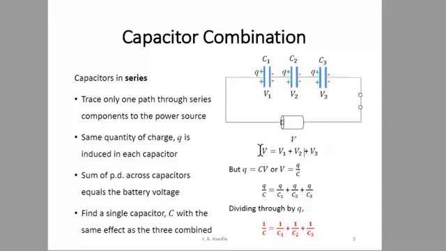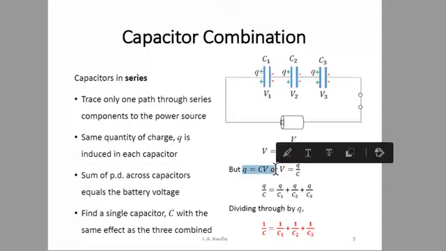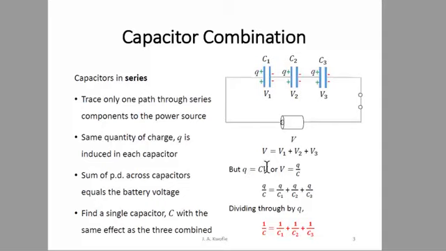Okay, so we have the voltage being shared among all the 3 capacitors. But we know from definition, an equation from the last lecture, that the quantity of charge depends on the voltage across the capacitor, and the ratio between the charge and the voltage across it gives us the capacitance. We can rearrange this to get V equals Q over C. We are going to replace each of these voltages with their corresponding charge over C.